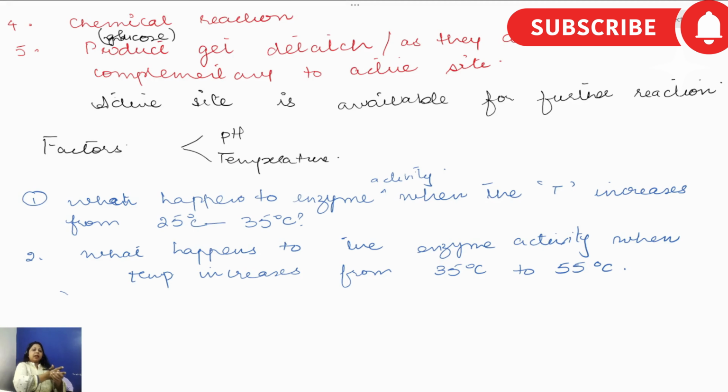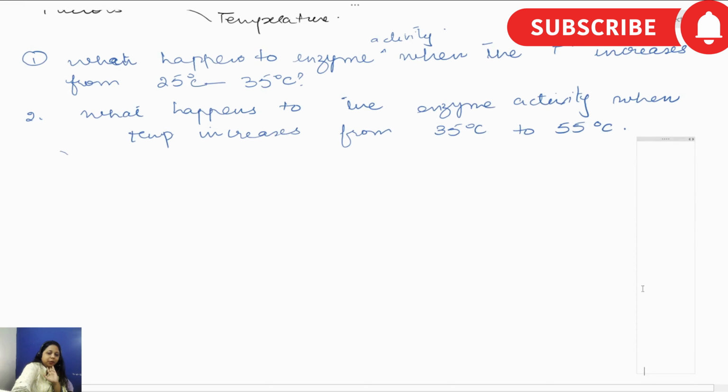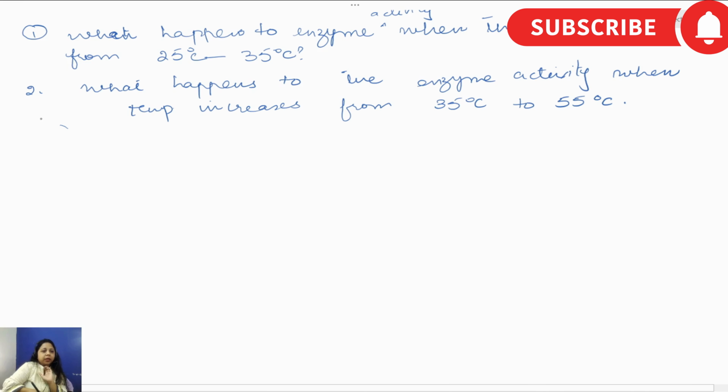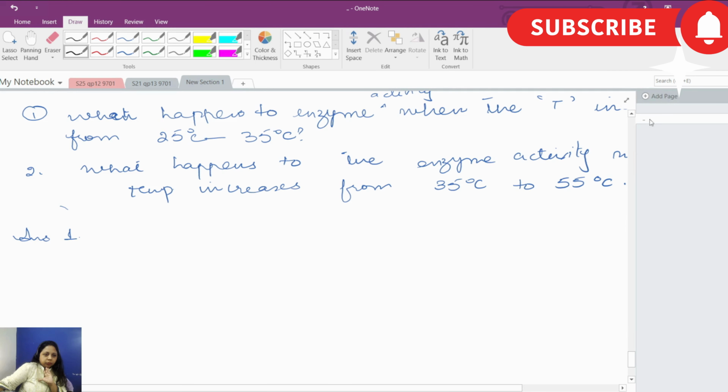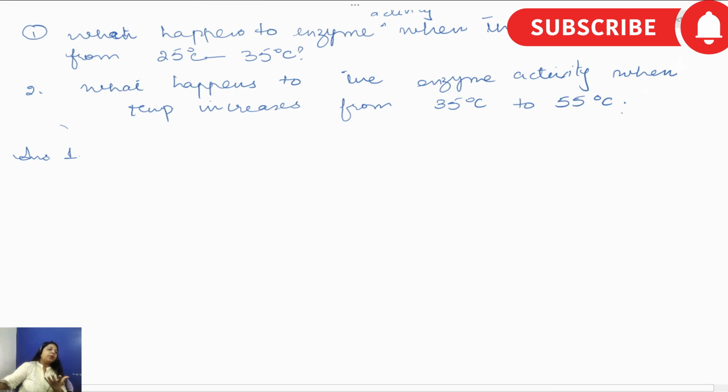What happens to enzyme activity when the temperature increases from 25 degrees Celsius to 35 degrees Celsius? The rate of enzyme activity would increase. Let's answer. Answer number one. That is mostly if you're talking about the human body, which is what we generally discuss in your syllabus. That would be around 37. 37 to 40 would be the maximum, the optimum temperature.